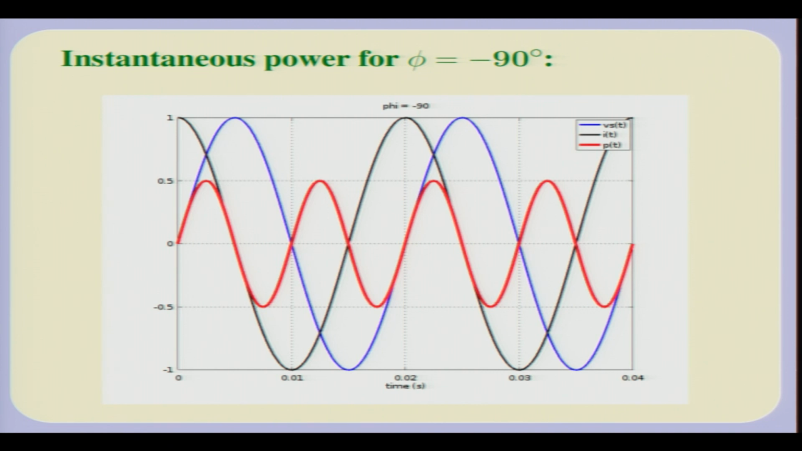So, reactive power being 0 would mean that the instantaneous power is not going negative for any part of the cycle, whereas in this case the average power is 0, and reactive power is in some ways dominant, while there is no active power.